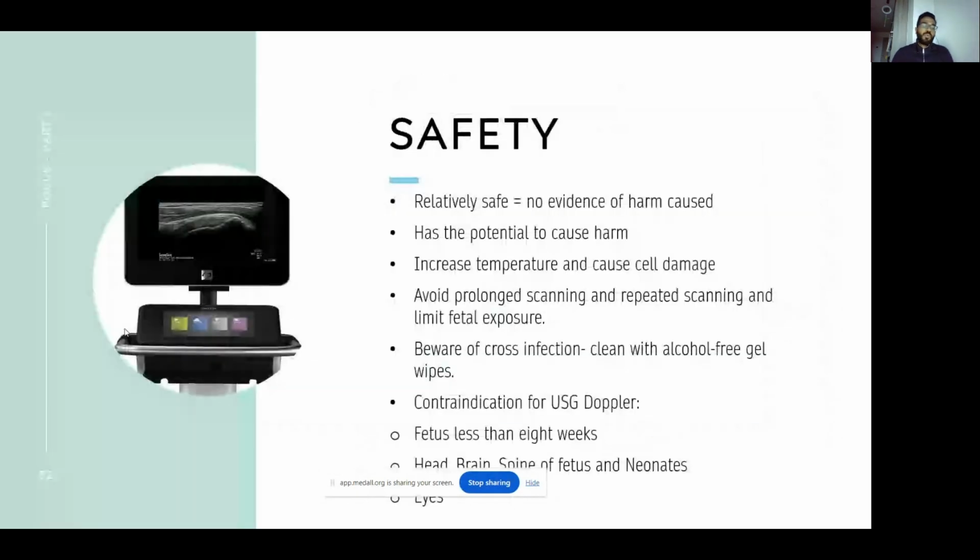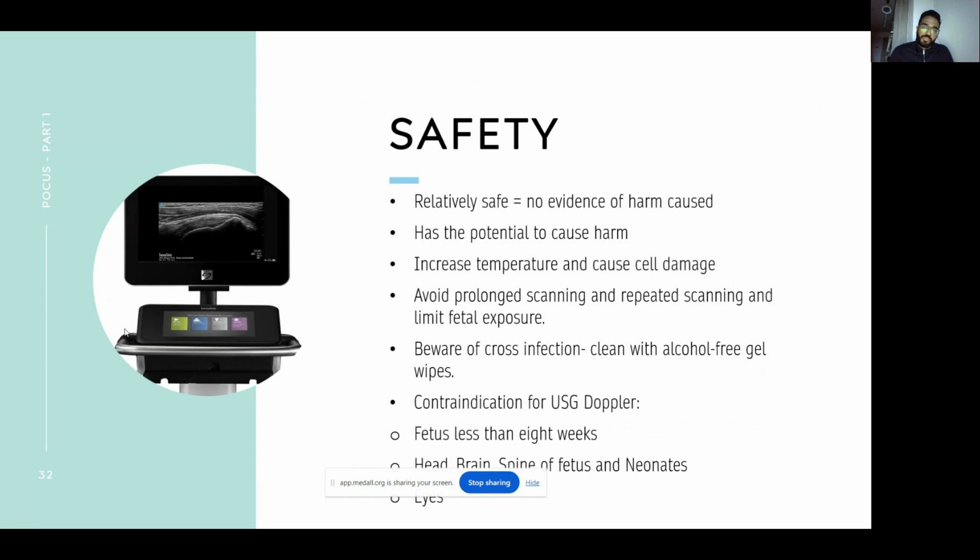Now, last, I want to talk about safety. I know that ultrasound is considered the safest mode of imaging, and true, it is the safest mode of imaging. And I don't think there is any evidence of ultrasound causing any harm. But if you look at it theoretically, ultrasound can cause harm because anywhere you send in energy, it can cause changes. For example, you are sending in sound waves which are absorbed by these cells. The temperature of these cells goes up, there can be cell damage. So it is important that you keep that in mind.